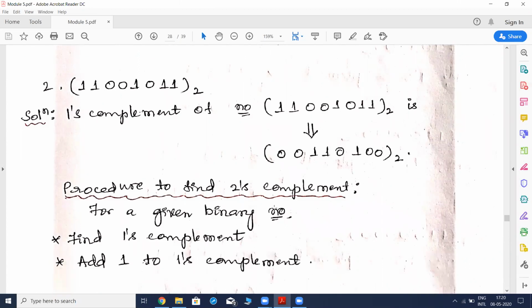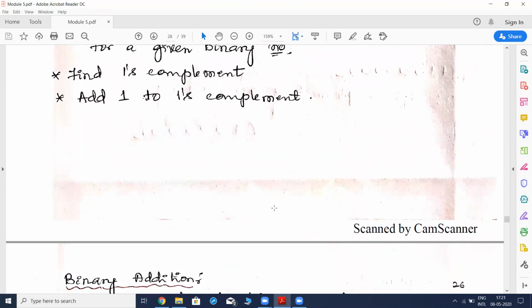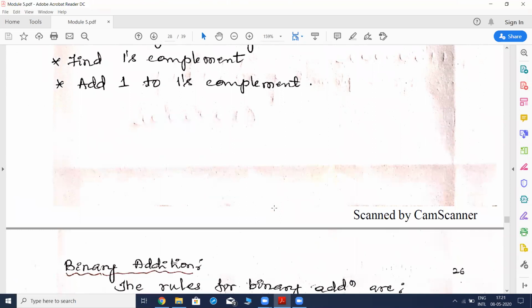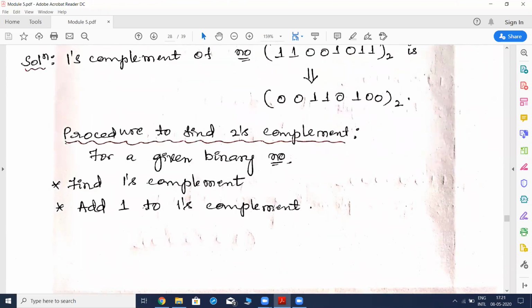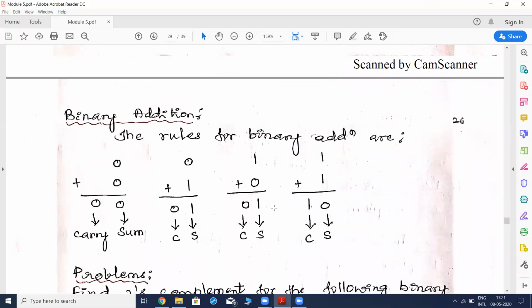Now let us see how to find the two's complement. What is the procedure? For a given binary number, first we need to find the ones complement and then add 1 to the ones complement. That is the procedure to find the two's complement. Addition of 1 to one's complement is the point now, so you must know the addition rules in binary.